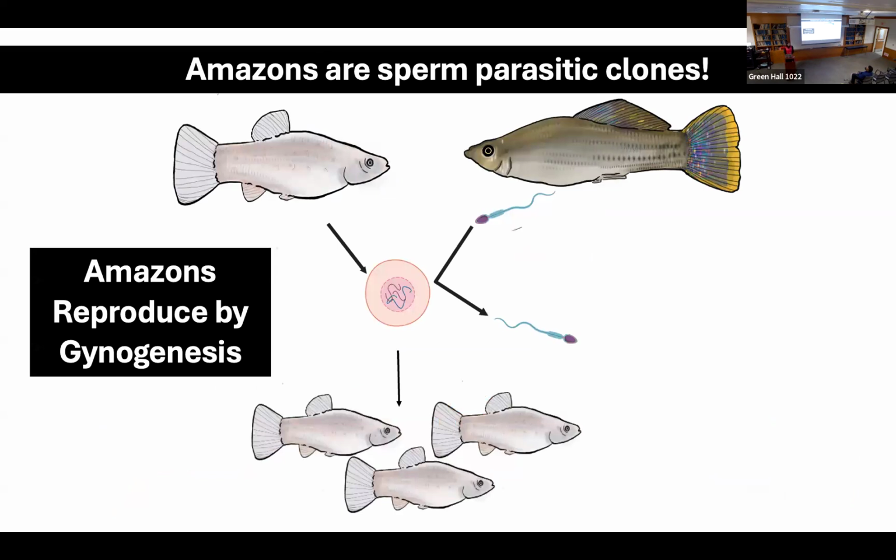So Amazons reproduce by a process called gynogenesis. So in this example, I'm using an illustration of an Atlantic male. The male contributes sperm to the Amazon. But through a somewhat not well-known mechanism, the Amazon excludes the genetic material from that sperm and produces only clones of herself. So in this system, the Amazon has incentive to mate with males to get access to sperm, but for the males, any sperm that he invests in the Amazon is wasted. There are no direct genetic benefits for the male from mating with an Amazon Molly.